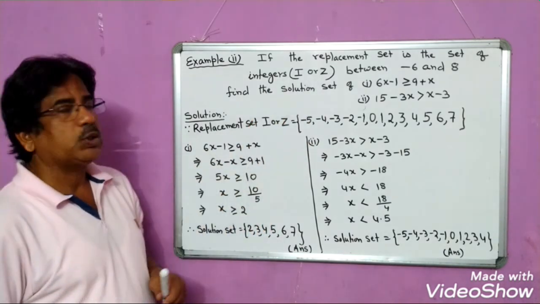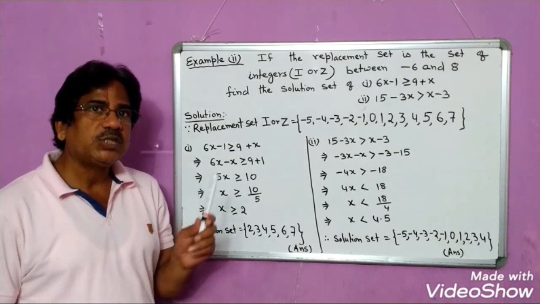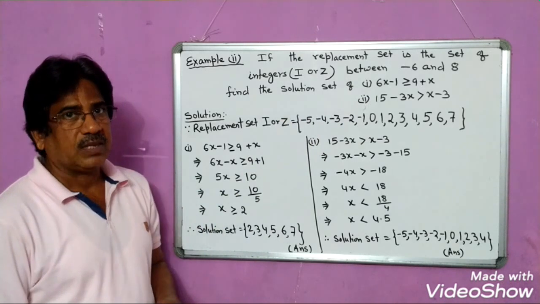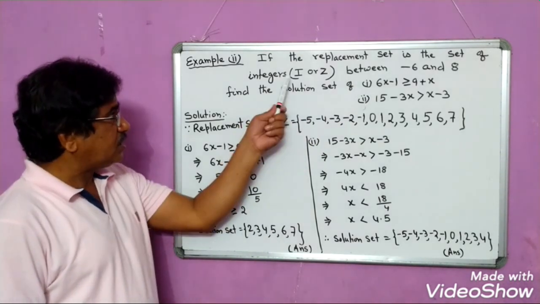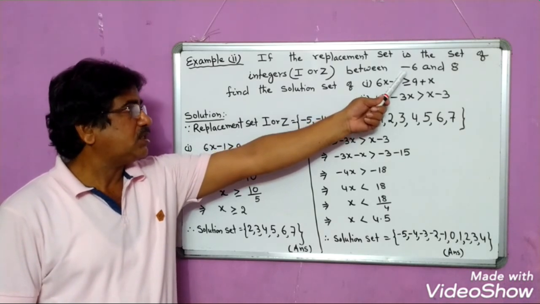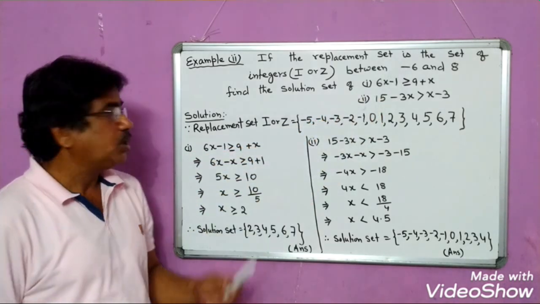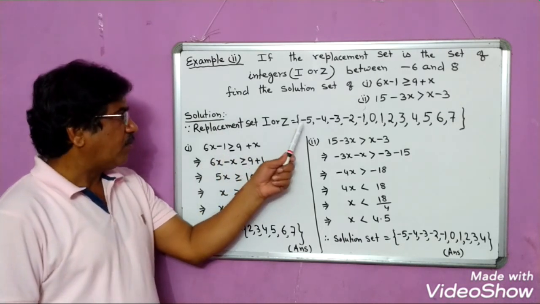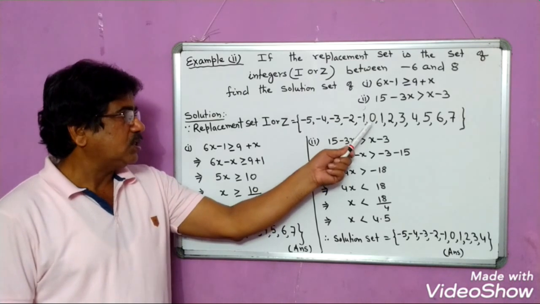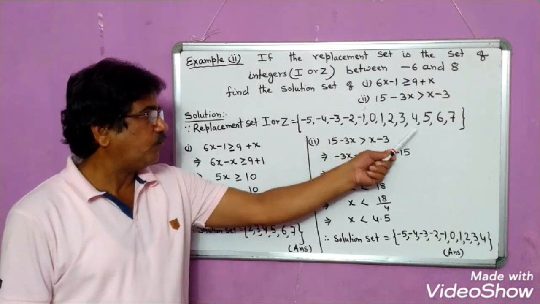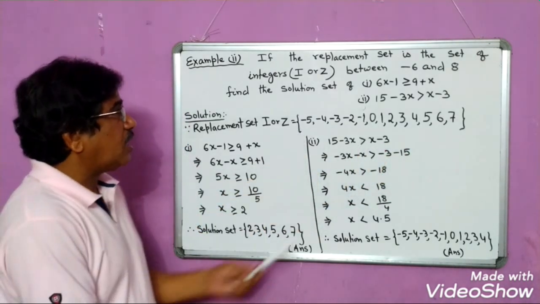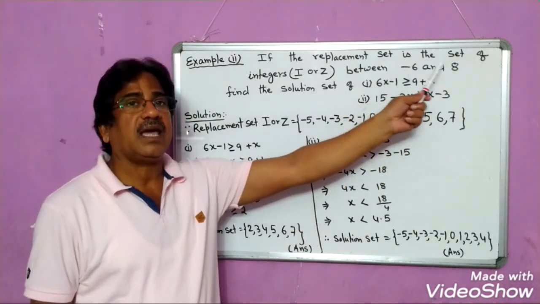So when you find the solution, first of all we will write the elements of the replacement set as per the condition given in the question. Since the integers should be between minus 6 and 8, my replacement set will be minus 5, minus 4, minus 3, minus 2, minus 1, 0, 1, 2, 3, 4, 5, 6 and 7. These are the elements which are between minus 6 and 8.